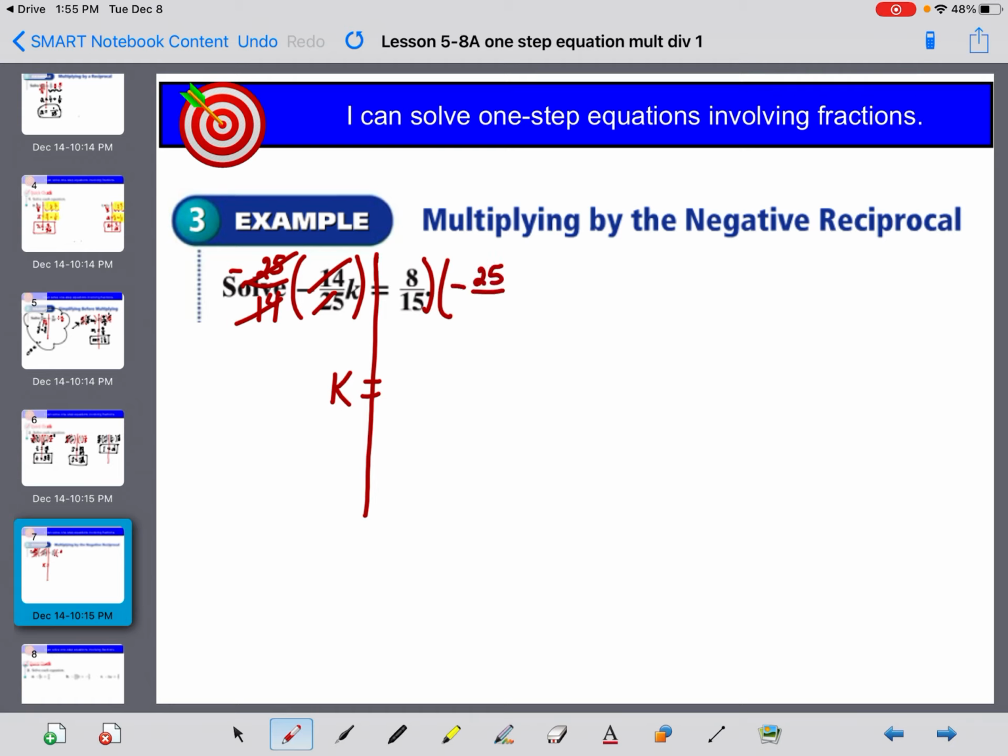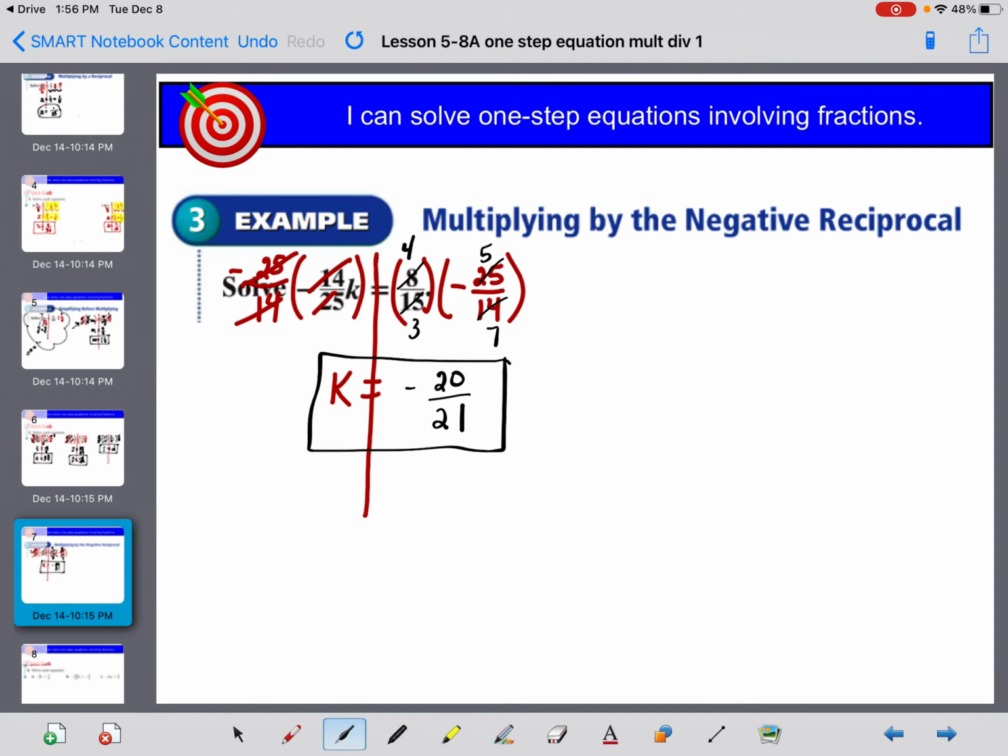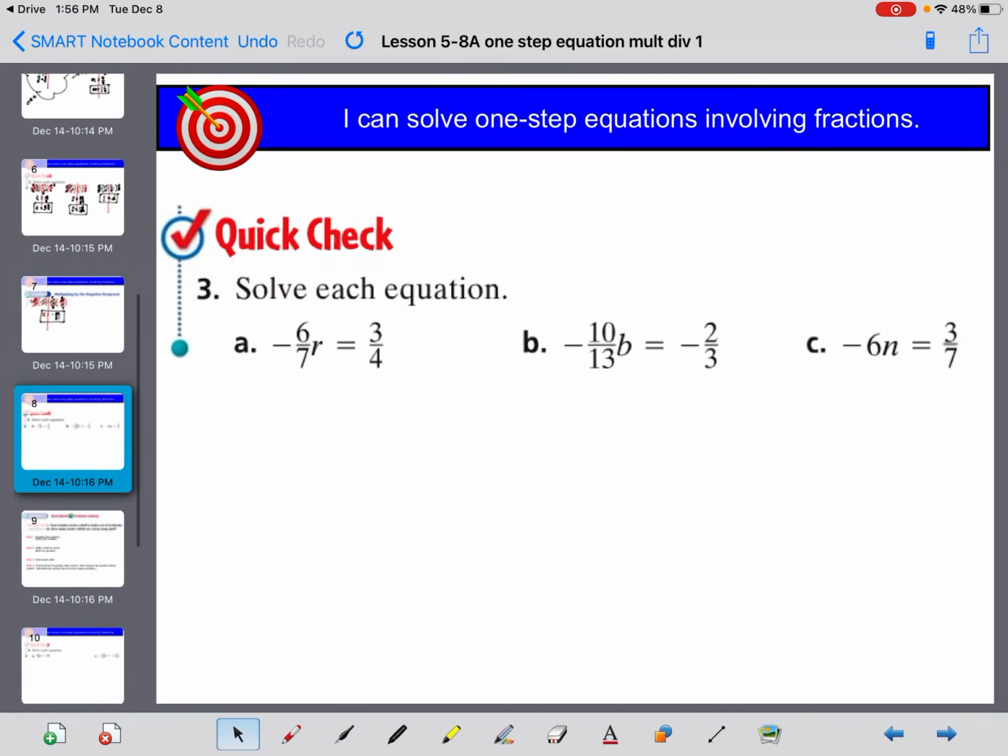Then on this side, I multiply by negative 25/14. 8 and 14 have a common factor of 2. And 15 and 25 have a common factor of 5. Now I'm ready to multiply across. 4 times a negative 5 is negative 20. 3 times 7 is 21. So my answer is negative 20/21. You do the same thing, you're just multiplying by a negative fraction instead of a positive fraction.